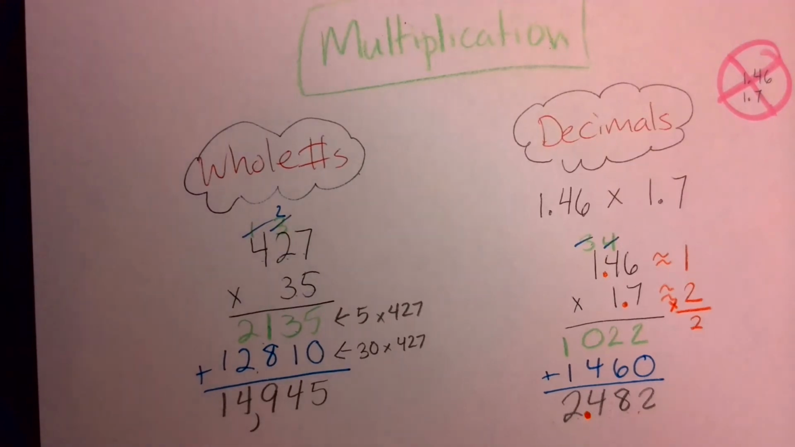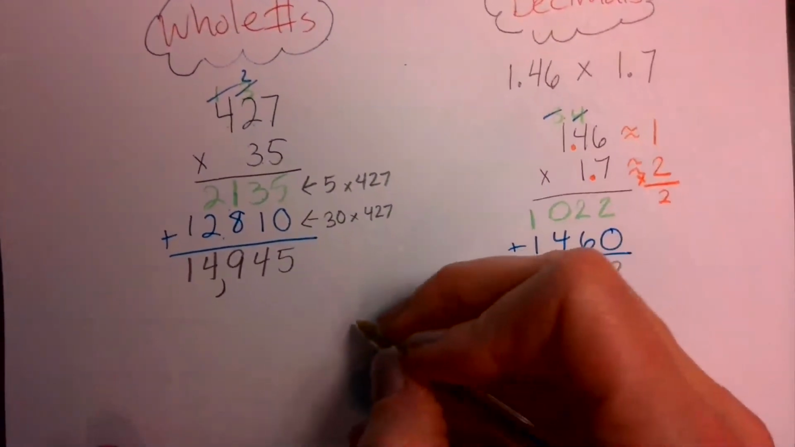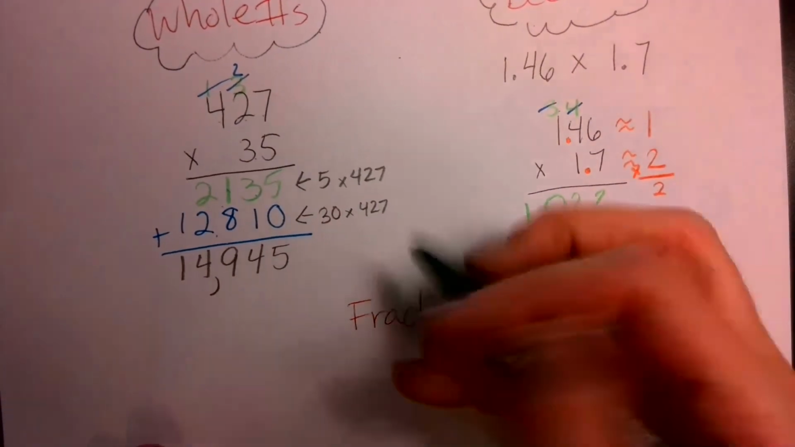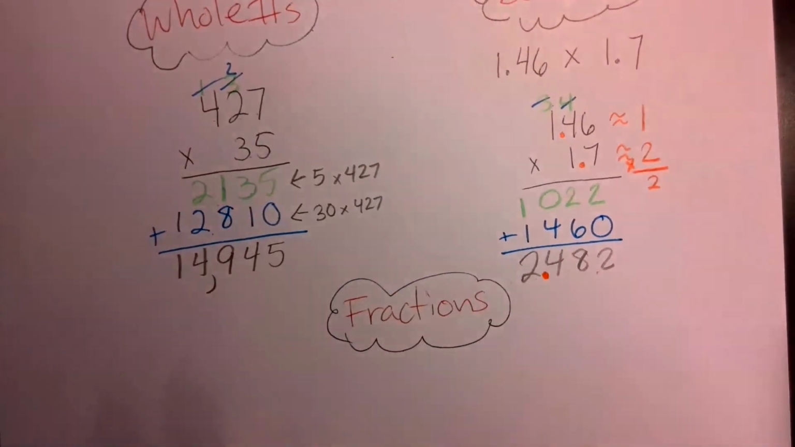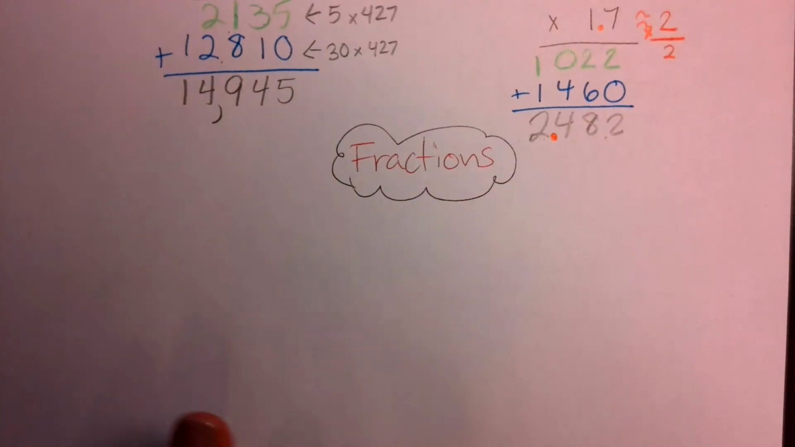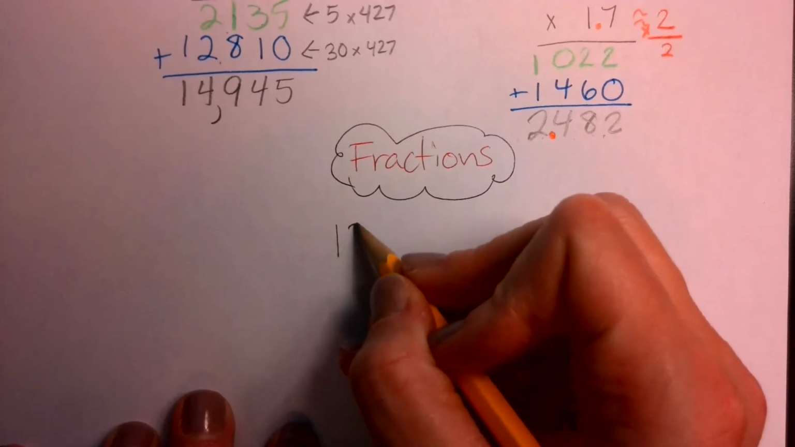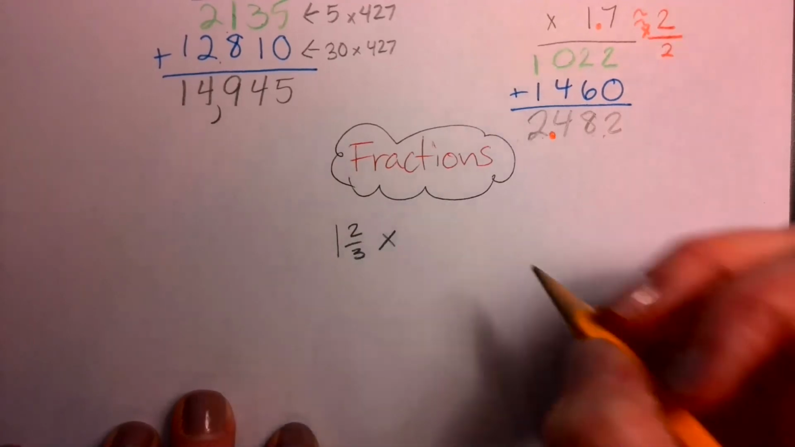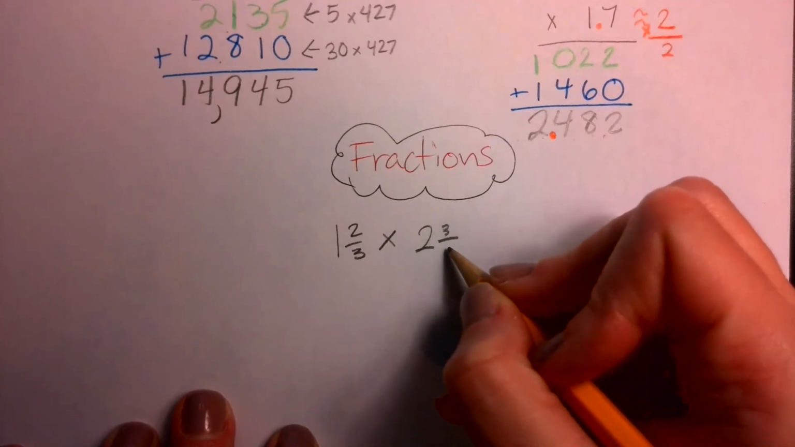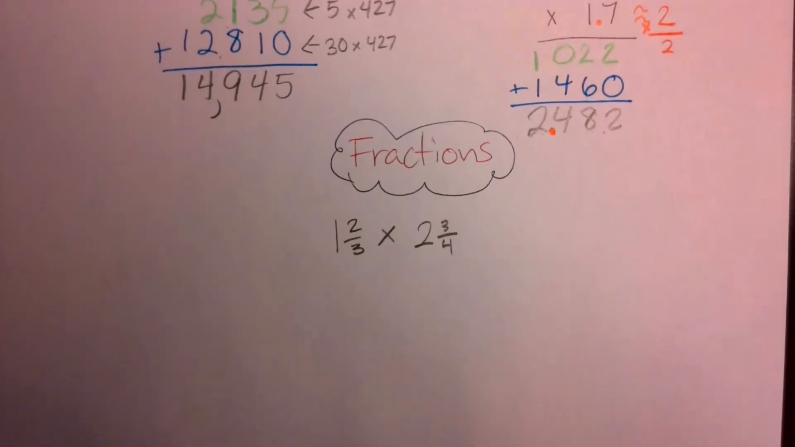So now let's look at fractions. When we're multiplying fractions, it's again very different than adding and subtracting fractions. With adding and subtracting fractions, we get common denominators. But for multiplying, way easier. No common denominators or anything. So if we have 1 and 2/3 and we're multiplying this by 2 and 3/4, what do we need to do before we can actually even multiply it?